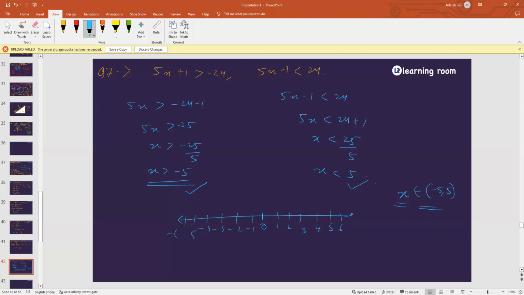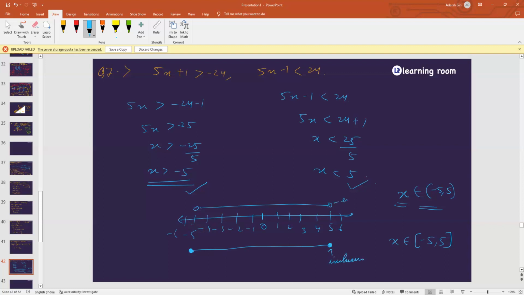I'm writing it here with a circle. Another way, if in case my answer was x belongs to square bracket minus 5 to 5, this is not the answer, I'm just saying if in case, the representation was solid circle from minus 5 to solid circle plus 5. The solid circle means inclusive.